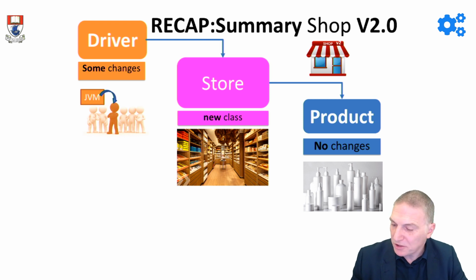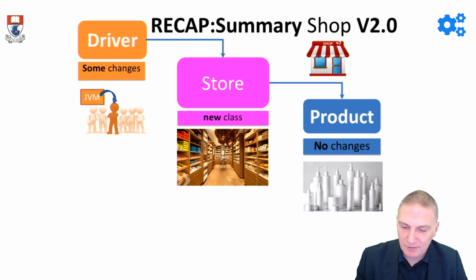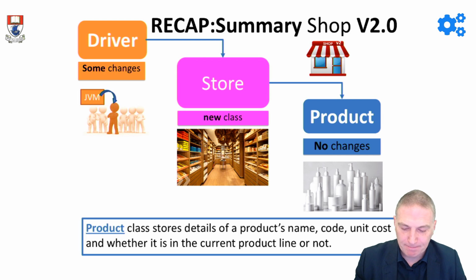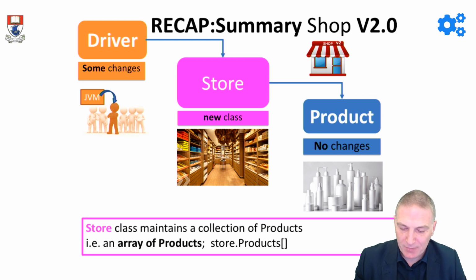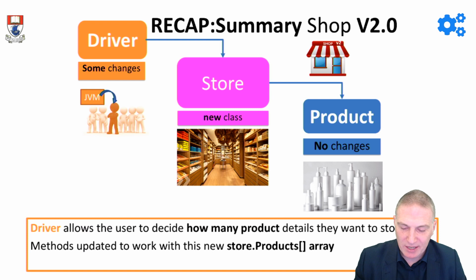Okay, so we're now going to move things on. Now that we've covered that theory on for each and also collections and array lists, we're going to take a look at our shop version 2 and move it on to version 3. So this is version 2 of the shop, and we have a driver which required some changes. The store is a new class from version 1, with no changes to the product class.